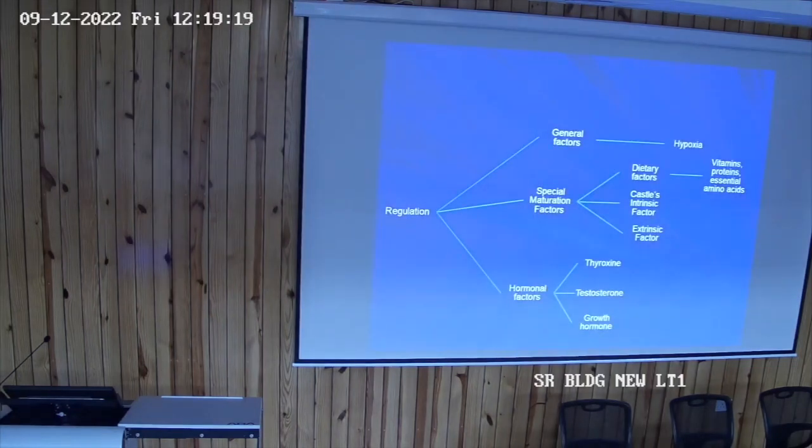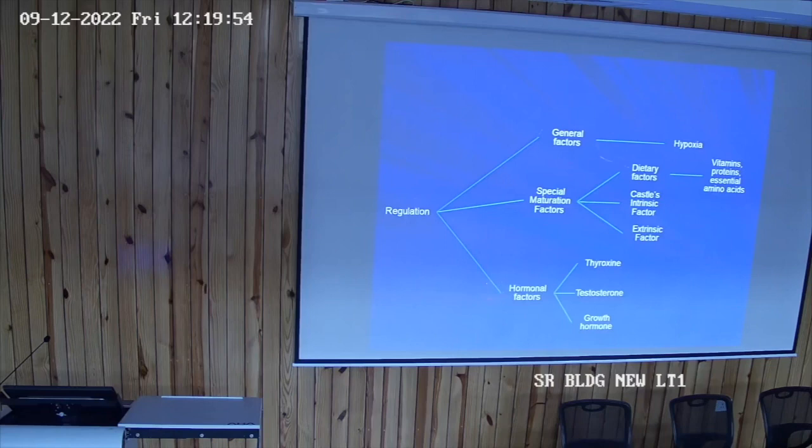Now, how is this whole process regulated? So the question comes: define erythropoiesis, write down the various stages of erythropoiesis, what are the factors which affect erythropoiesis, or add a note on regulating factors. Okay, so when we talk of regulation, we have divided the factors into three categories. First is the general factors, second is the special maturation factors, and third is the hormonal factors.